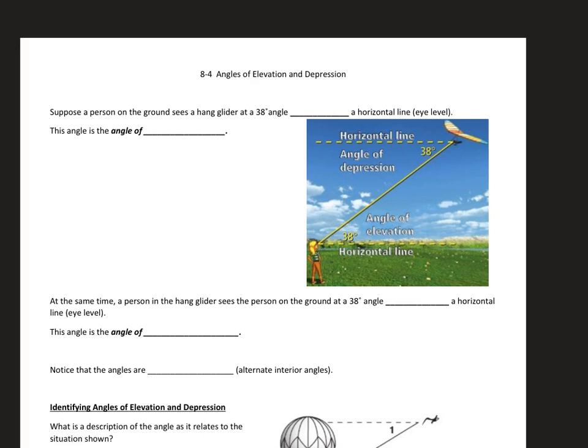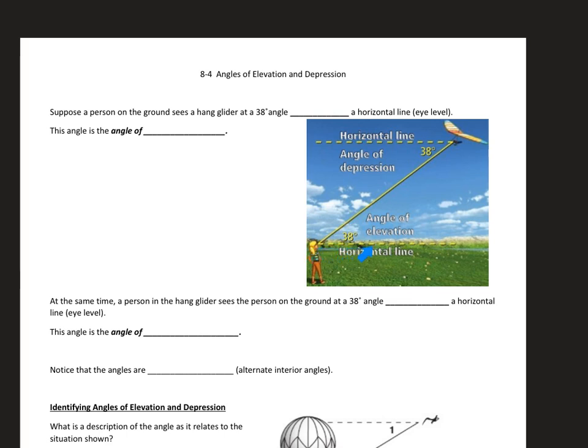Today we're going to move on to section 8-4. That's angles of elevation and angles of depression. It's going to be a short and sweet lesson today. So suppose a person on the ground sees a hang glider at a 38 degree angle above a horizontal line. What we call the horizontal line is our eye level, our line of sight.